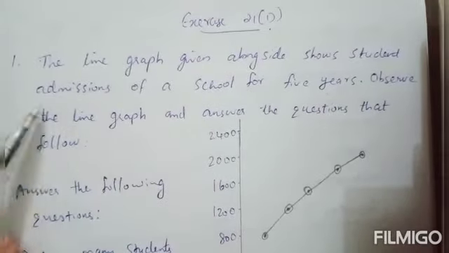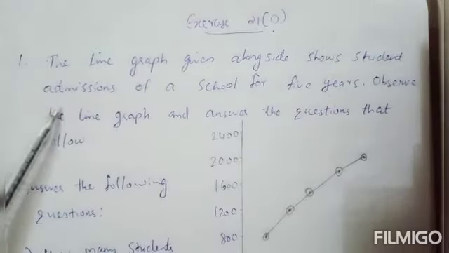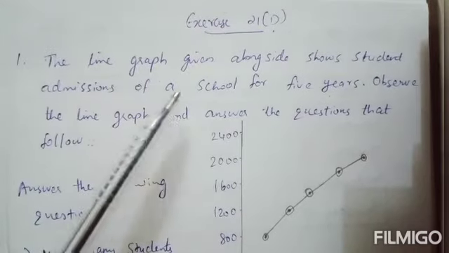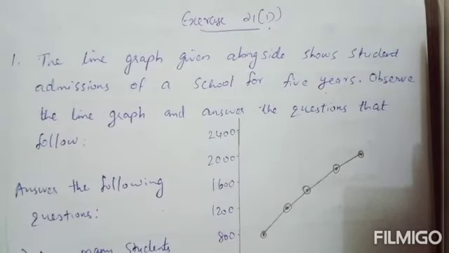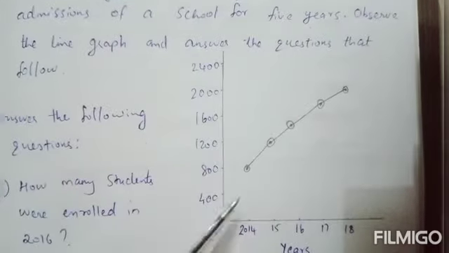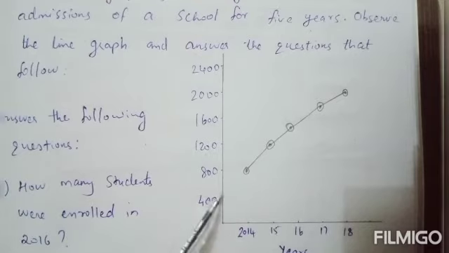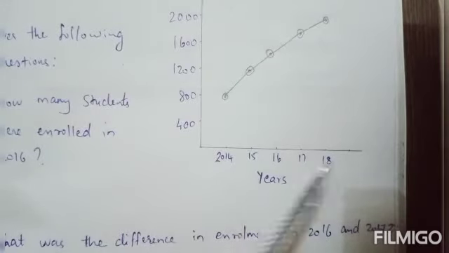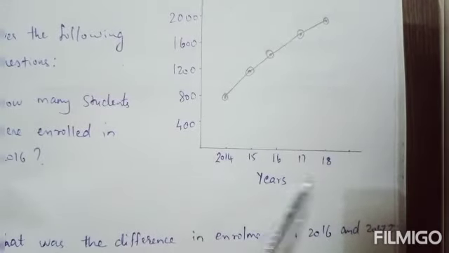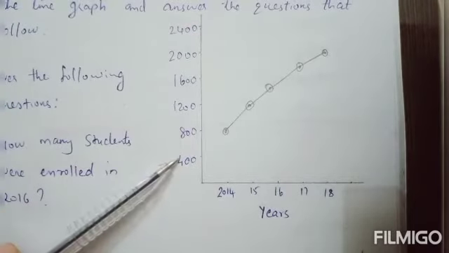Exercise 21D, first question. The line graph given alongside shows student admissions of a school for 5 years. Observe the line graph and answer the questions that follow. So this is the line graph showing the admissions of a school for 5 years. In 5 years, how many students got admission? That is shown in this line graph. You can see here, year is given along the x-axis. This is the horizontal axis, that is the x-axis, and the number of students is given along the y-axis, that is the vertical axis.